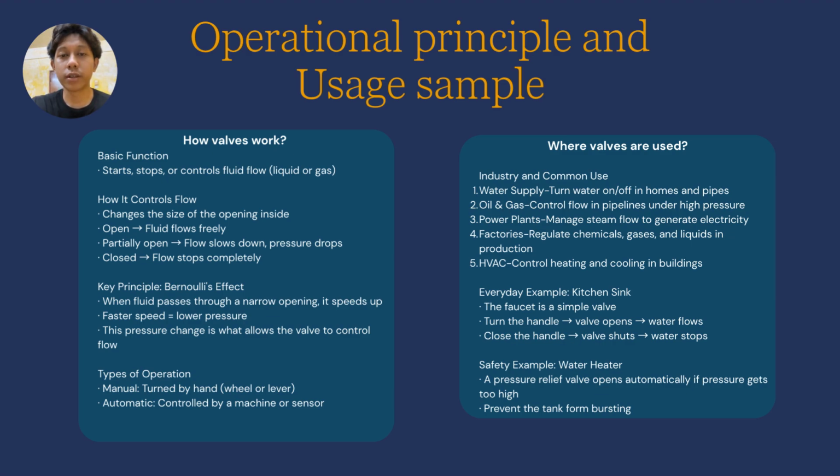For an everyday example, think of a kitchen faucet. It is a simple valve. Turn the handle, water flows. Close it, water stops. Another example is a water heater. It has a pressure relief valve that opens automatically if pressure gets too high. This prevents the tank from bursting. So in short, valves are everywhere and they work by controlling flow through pressure changes.